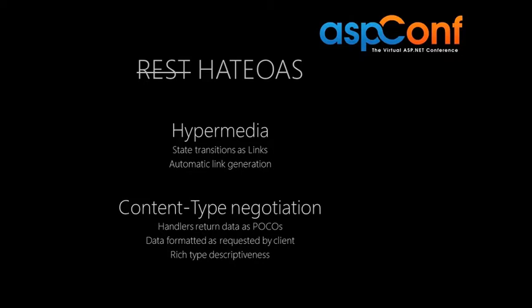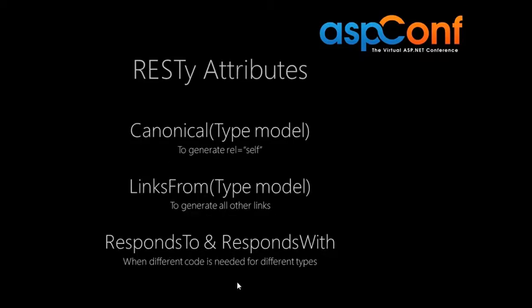So how does SimpleData try and make this easier? Well, we have some RESTy attributes which you can apply to your handlers. So we have a canonical attribute which you can pass in a model type that says this URL, this handler, is the canonical URI for this particular resource, and that will generate a link with its relationship set to self in the output.